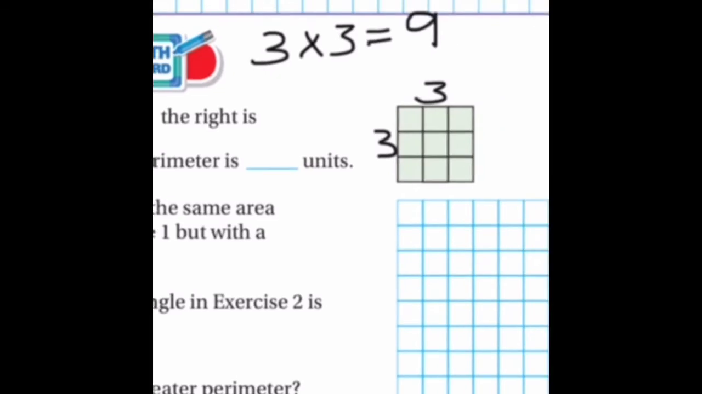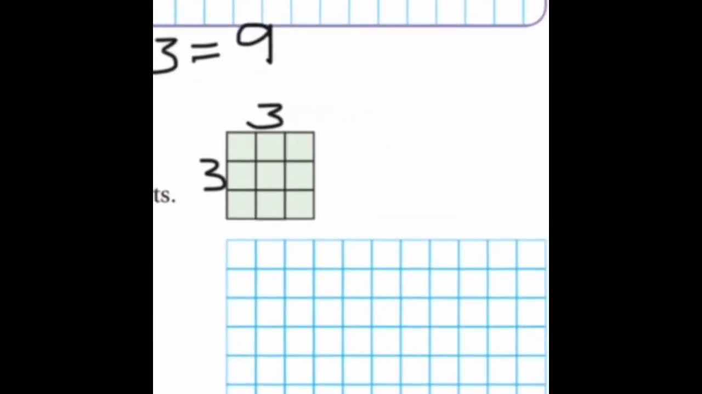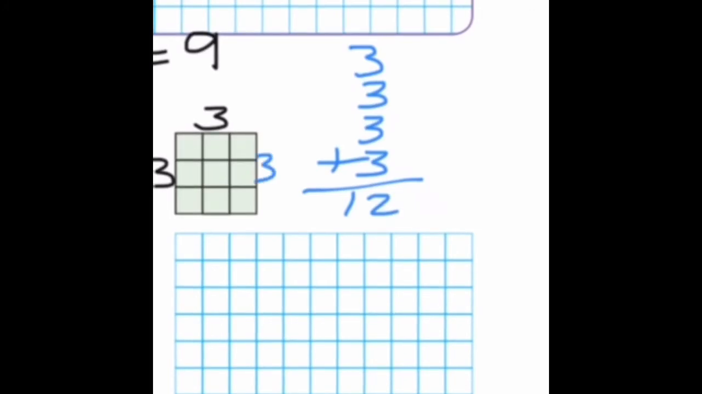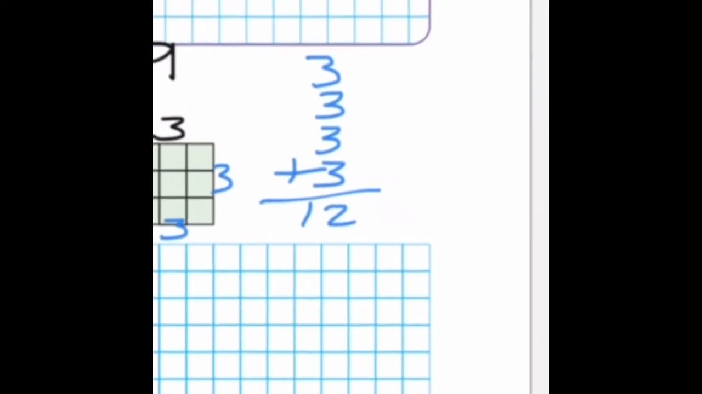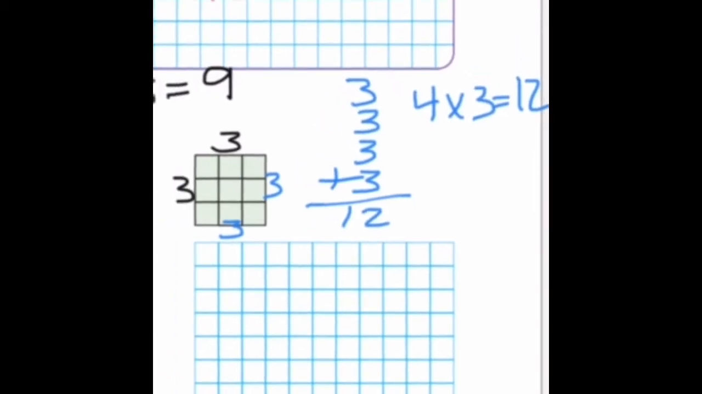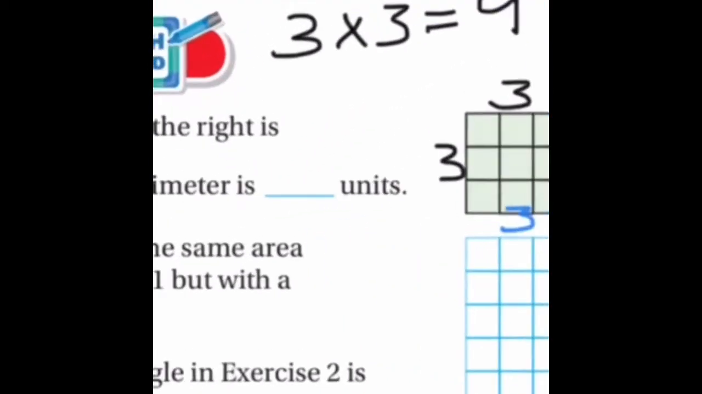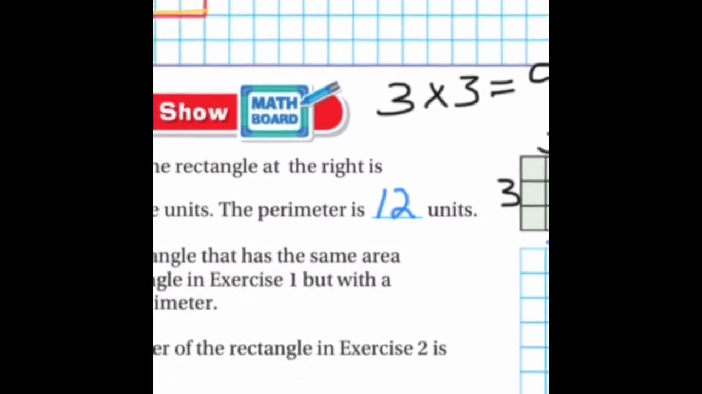The perimeter, I have side lengths of 3, so 3 plus 3 plus 3 plus 3 equals 12. Or what I could do is I have 4 groups of 3, which is 4 times 3 equals 12. I have 4 3s, so I can multiply because they're all the same. Either way, my perimeter is 12 units.